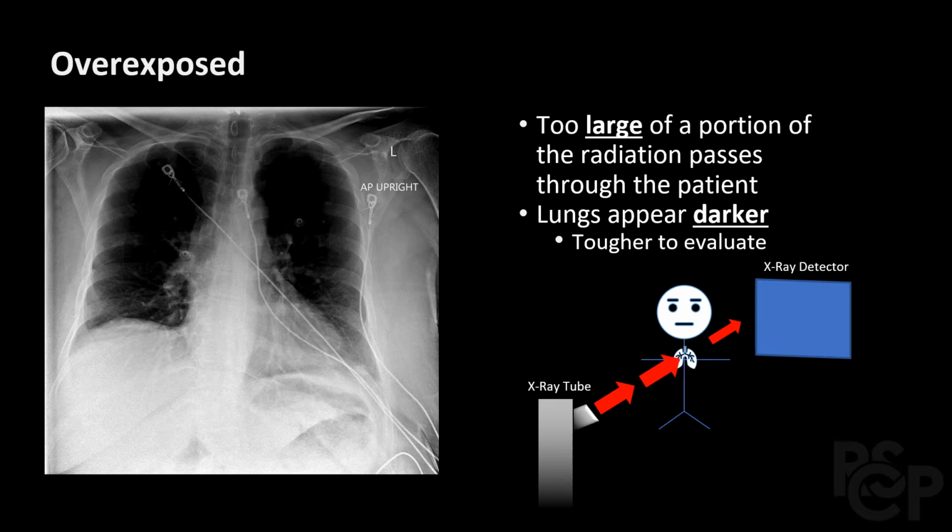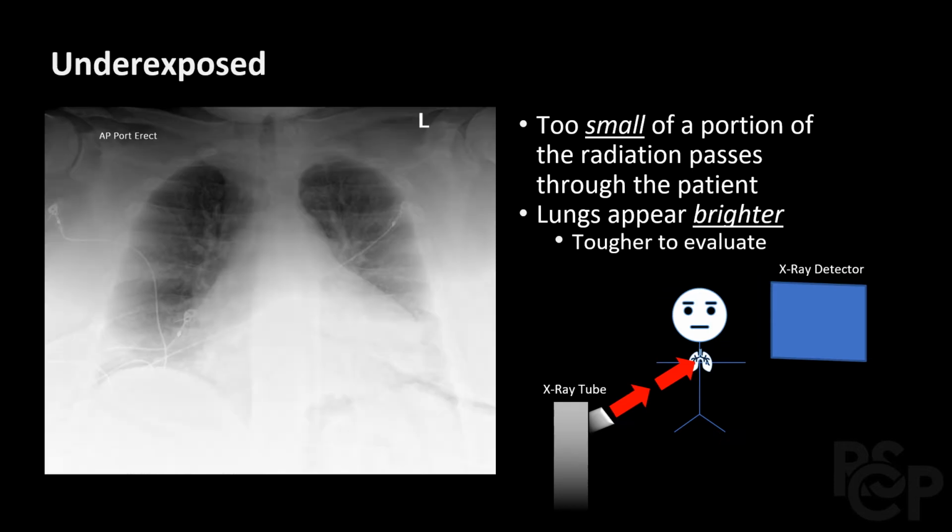As an exercise, we can revisit our diagram of an individual getting an upright AP chest X-ray. In this example of an overexposed image, the X-rays pass through the patient with very little decrease in the amount of radiation that hits the X-ray detector due to absorption by the patient or scatter.